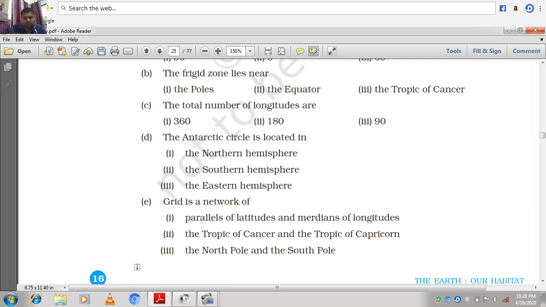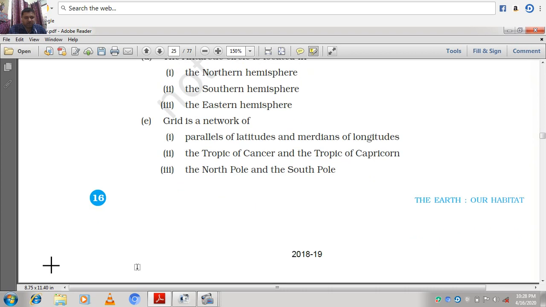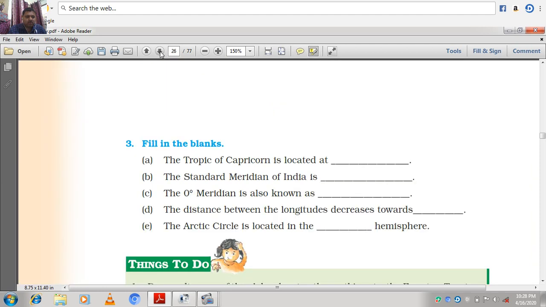So in the next page, देखिए, यस, फिल इन द ब्लैंक्स. नेक्स्ट क्वेश्चन क्या है? फिल इन द ब्लैंक्स. क्वेश्चन नंबर 3, ए. द ट्रॉपिक ऑफ कैप्रिकॉर्न इज लोकेटेड एट. ट्रॉपिक ऑफ कैप्रिकॉर्न 23.5 डिग्री साउथ. कैप्रिकॉर्न कहाँ पर है? 23.5 डिग्री साउथ.